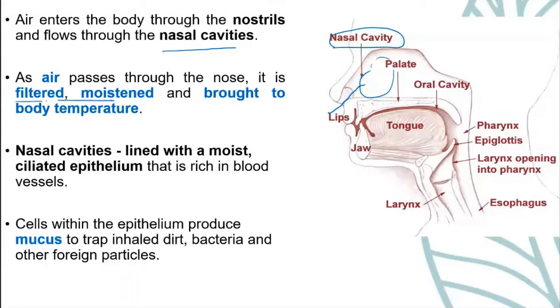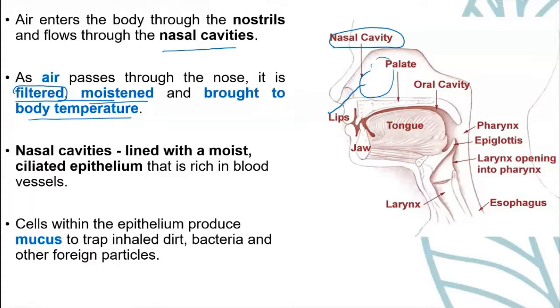So this one you have to remember. What happened to the air? It is filtered. Why? Because your nose has hair. So this functions to filter any contaminants that enter with the air that you breathe in. Moistened. Okay, it is also moistened and brought to body temperature. So kalau awak breathe in cold air, tak adalah udara sejuk tu masuk dalam badan awak. It is brought to your body temperature.